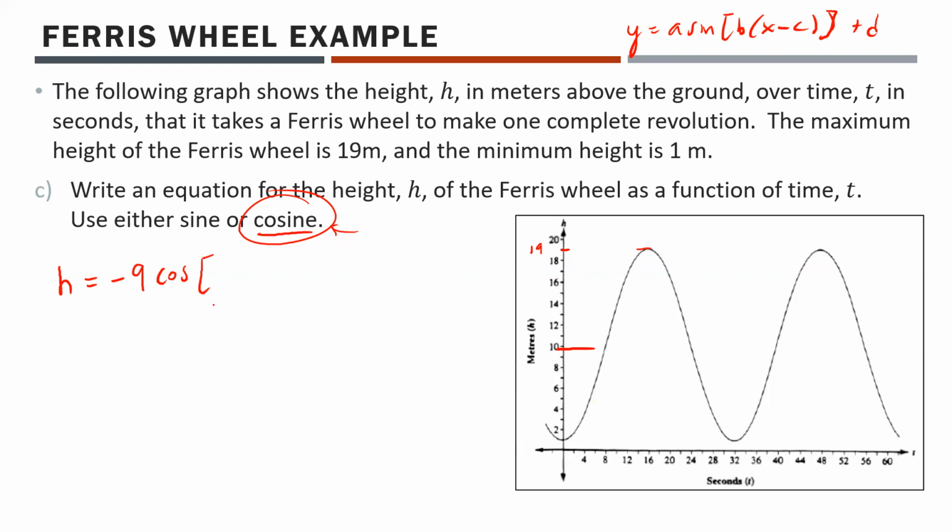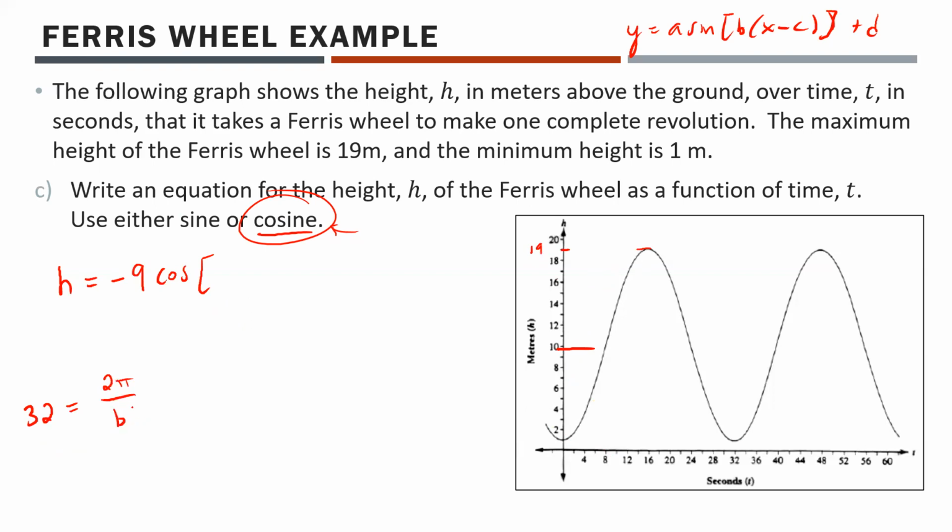Ooh, now we need our b value. The b value is, in my opinion, always the trickiest thing to find. You need to use the period to find the b value. So just don't mind me, I'm going to go down here and do my work here. I know my period is 32 seconds. Well, period always equals 2 pi over the b value.